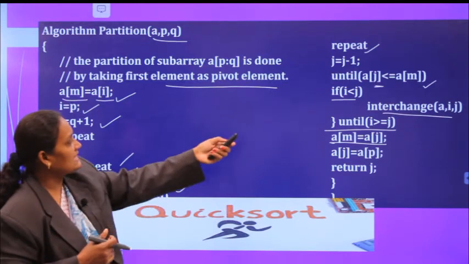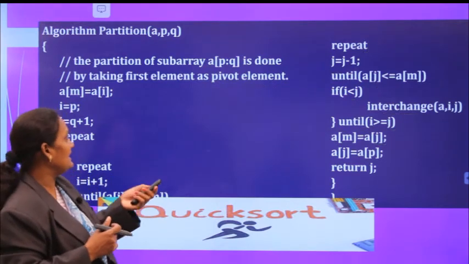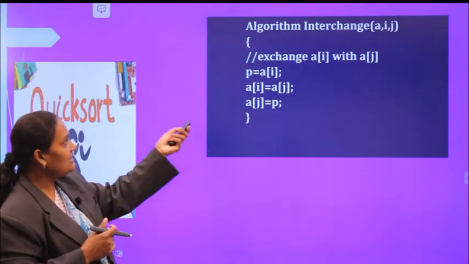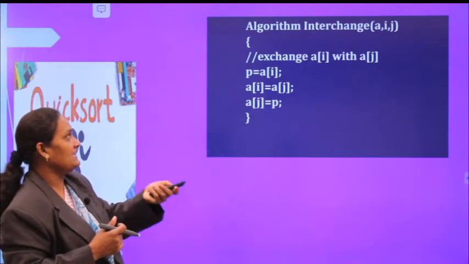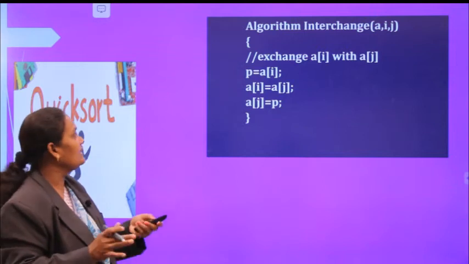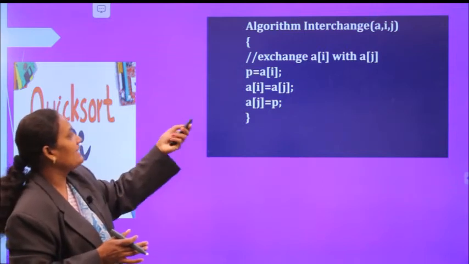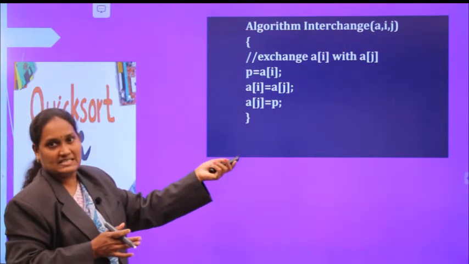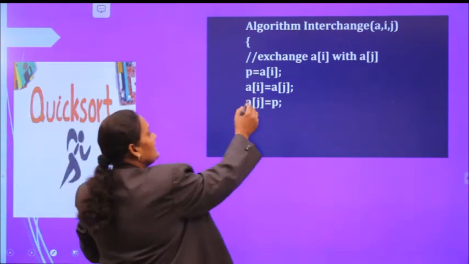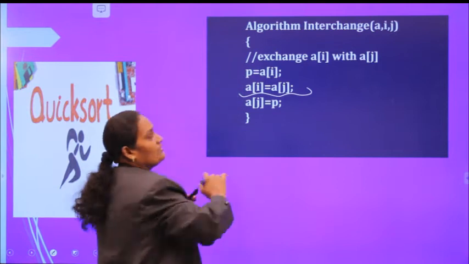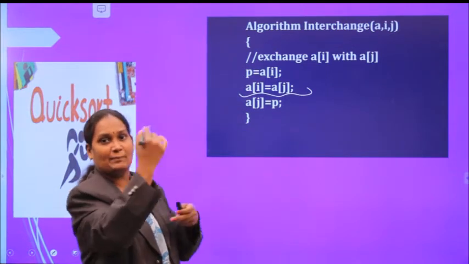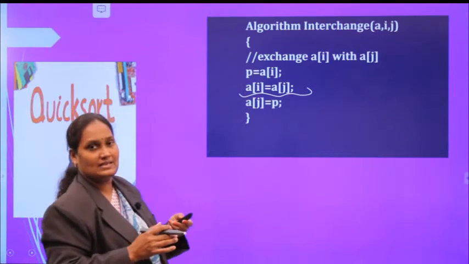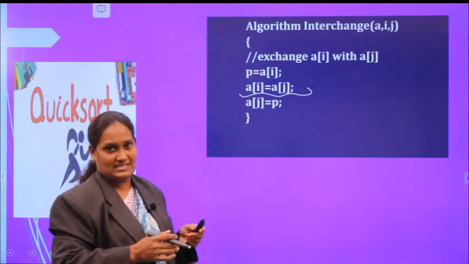Now here, what about the interchange? How is interchanging done? Here I represented the interchange procedure. Algorithm interchange of A of I, A of J, which is nothing but simply swapping. Here P is equal to A of I, A of I is equal to A of J, and A of J is equal to P. That is, we are interchanging these two values. A of I is swapped with A of J. This entirely gives the algorithm for Quicksort.